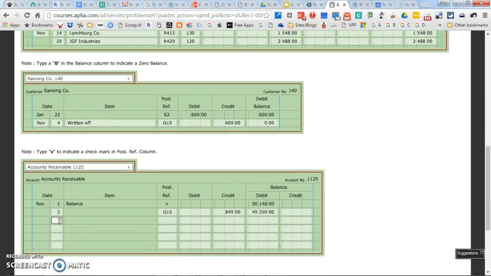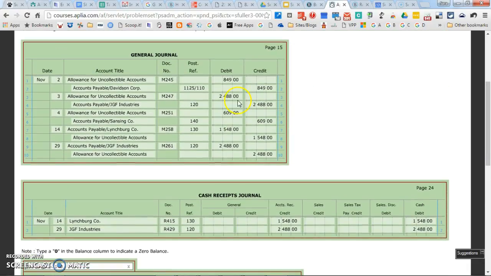Next, our date is the 3rd. G15. Credit $2,488. Our new debit balance $46,811. Go back up to do our post reference here. So same thing, we're on this line here. Erase the 1120, choose 1125/120.